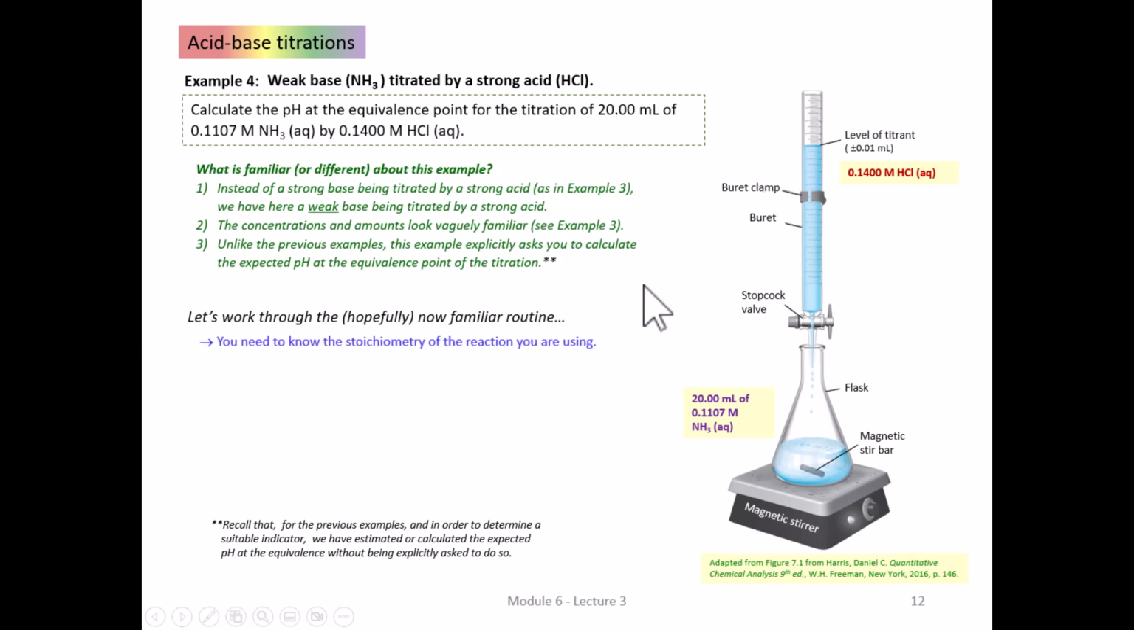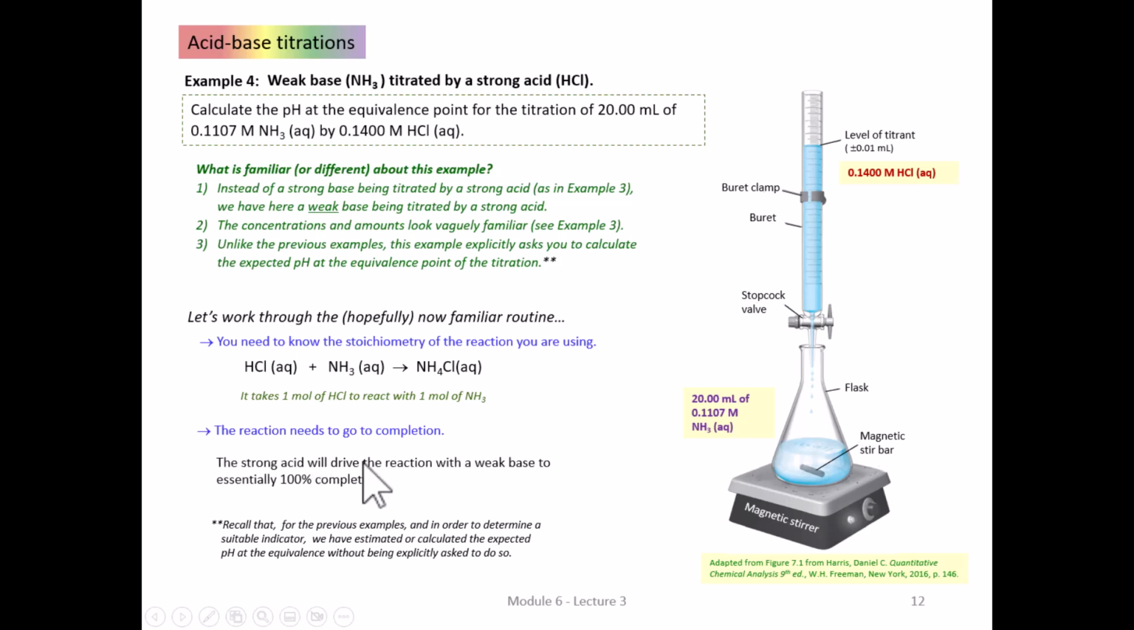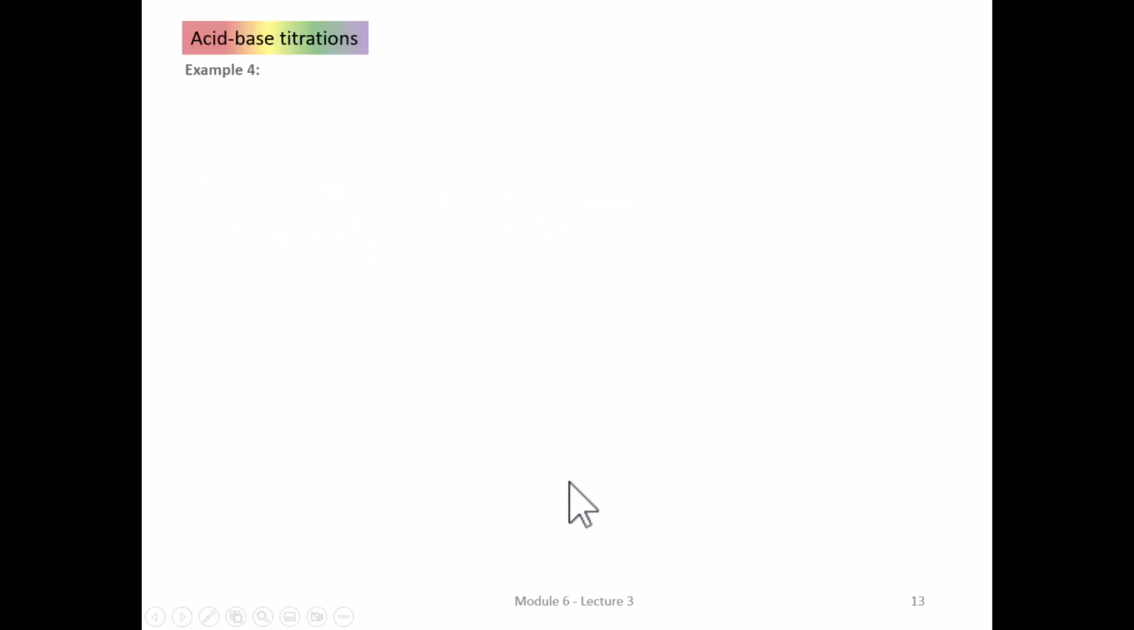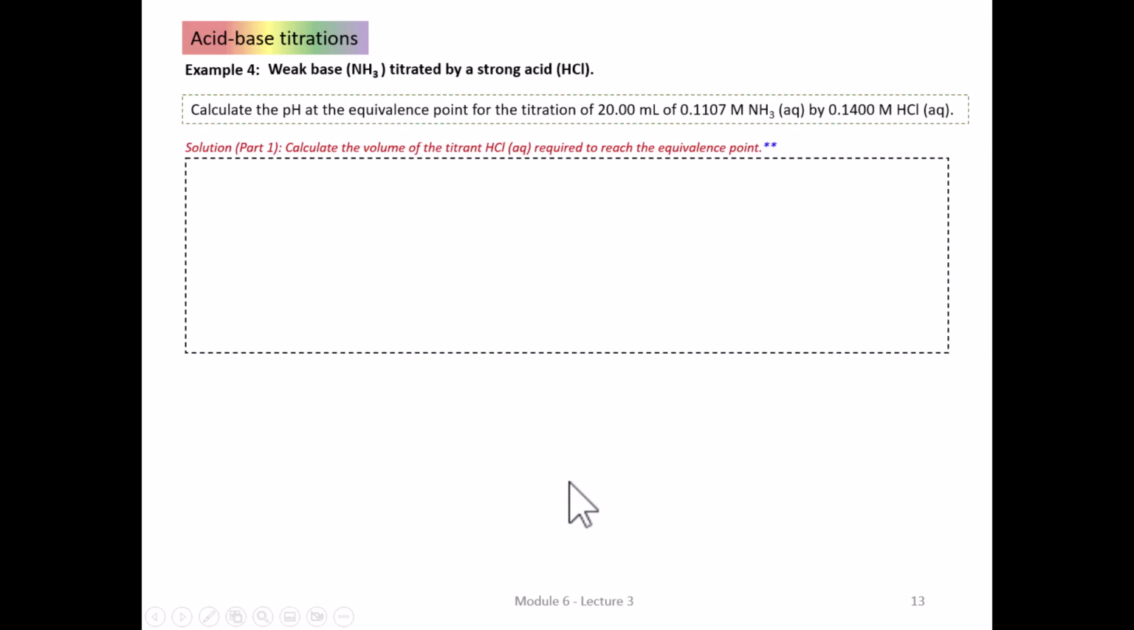Let's go through our familiar routine. The stoichiometry of this reaction is 1:1. HCl plus ammonia should produce ammonium chloride in water. This reaction should go to completion because the strong acid will drive the reaction with the weak base to essentially 100% completion. Well, let's look at the calculations involved here.